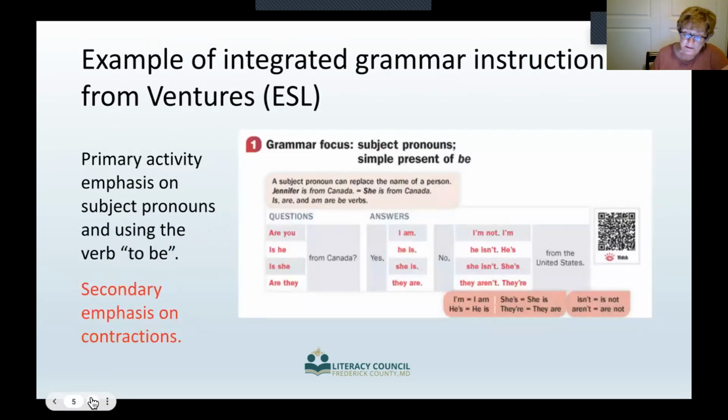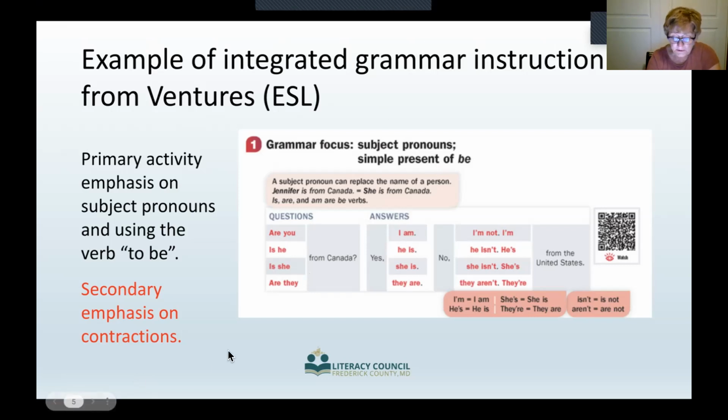So here's an example from a Beginning Ventures ESL book that integrates grammar. The lesson doesn't teach about pronouns as a class of nouns, or how to conjugate the verb to be in all the persons or tenses. It only explains the grammar that the student needs to understand the reading that they're doing and to communicate with the teacher.